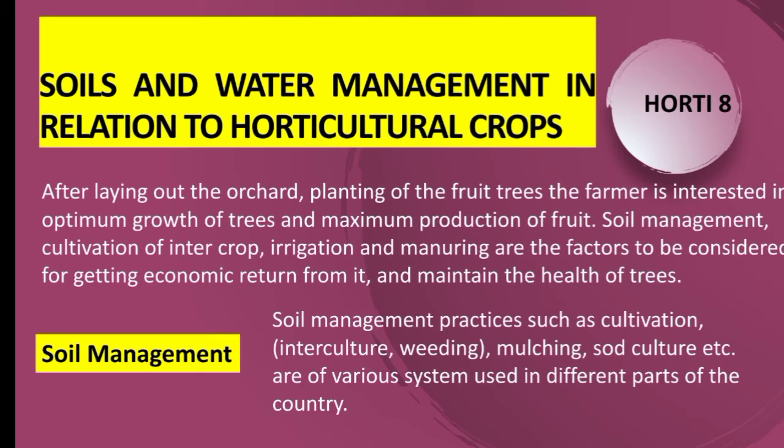Soil and water management in relation to horticultural crops. After layout of the orchard and planting of the fruit trees, the farmer is interested in the optimum growth of trees and maximum production of fruit. Of course, we aim for the maximum production of each fruit. We will not waste time just planting but having lower production. Soil management, cultivation of intercrop, irrigation, and manuring are the factors to be considered for getting economic return. So ROI, return on your investment, and maintain the health of the trees.